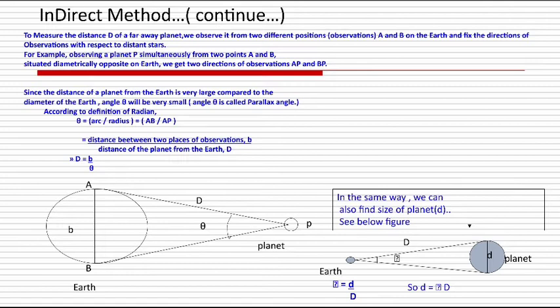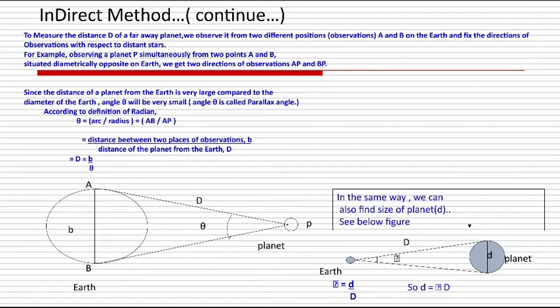For example, observing a planet P simultaneously from 2 points A and B situated diametrically opposite on Earth, we get 2 directions of observations AP and BP. Since the distance of the planet from the Earth is very large compared to the diameter of the Earth, angle theta will be very small.